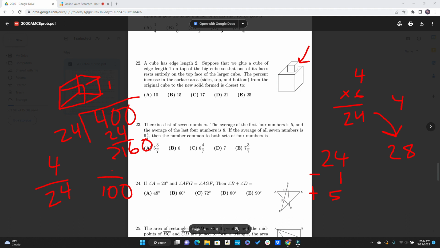160 divided by 24. That is 16 and some change. So 16 2/3, which is closest to 17%. And that is our answer.